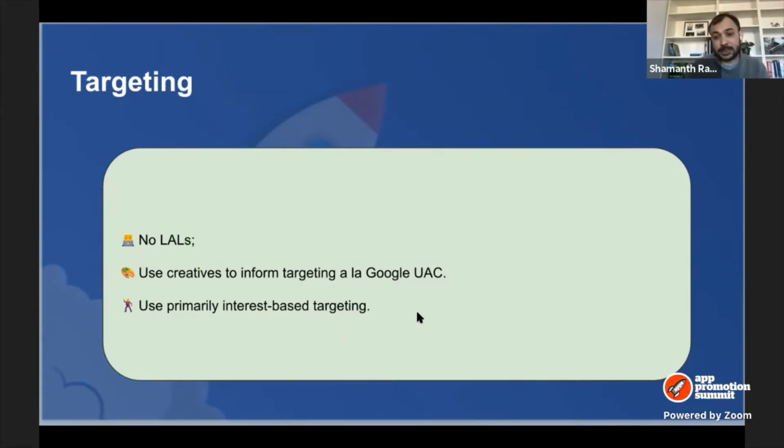And if you're using Google UAC with some amount of sophistication, you will have used creatives to inform targeting, which means, look, if you want to target older users, you show older users in the ad, and so forth. Creative-based targeting is going to become more and more critical as we go ahead. So it's something that we do recommend starting to think about already.